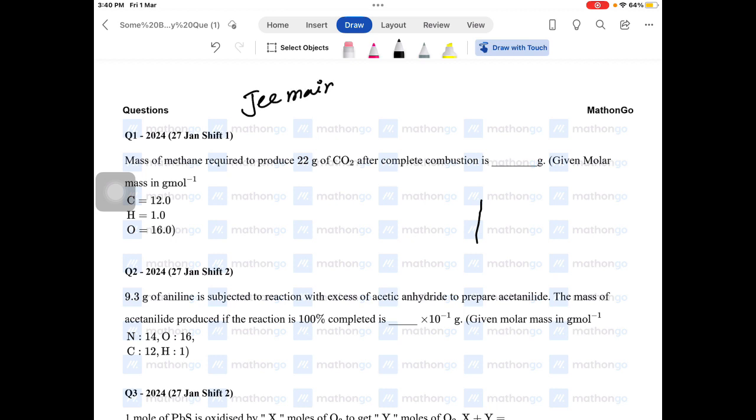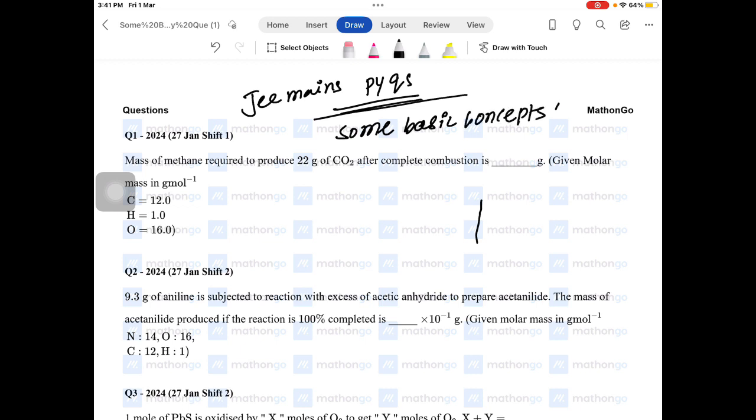JEE Mains PYQs, previous year questions. JEE Mains previous year questions from some basic concepts of chemistry. Question number 1, it is asked in JEE session 1, January 27th, shift 1, 2024.